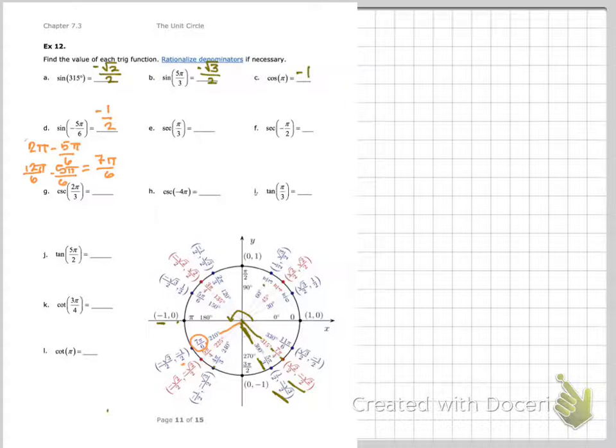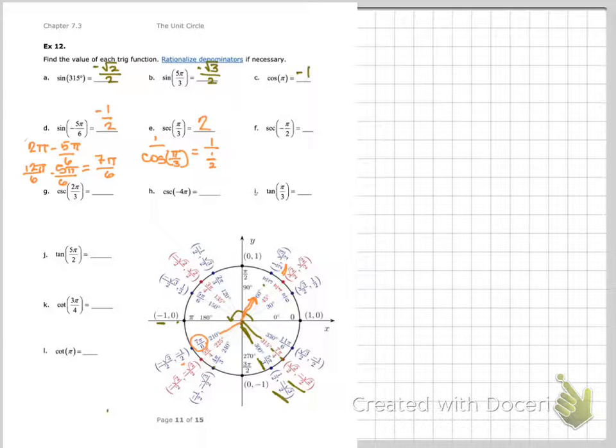Secant of pi over 3. So secant is 1 over cosine. So we're going to start by looking for the cosine at pi over 3. Pi over 3 is right here. Cosine is our x value. So I've got 1 over 1/2, the reciprocal of 1/2. Secant of pi over 3 is 2.